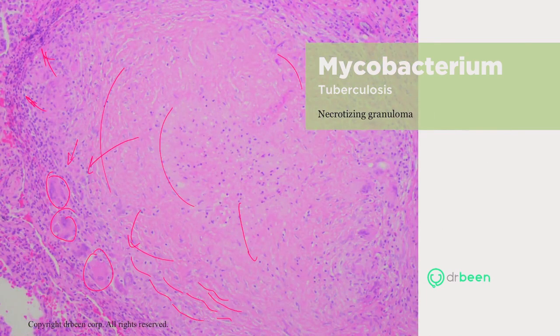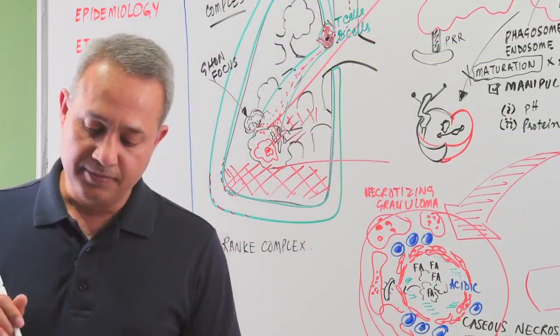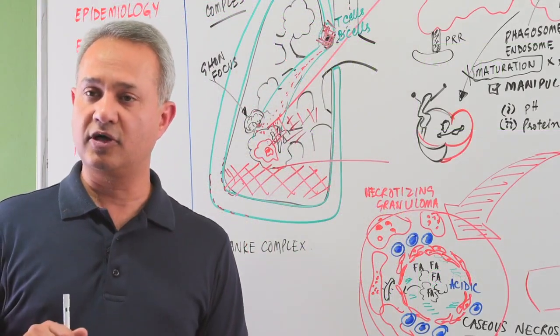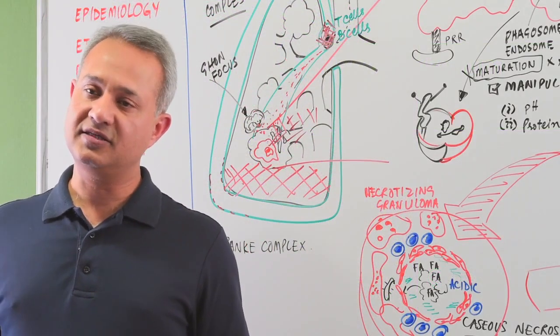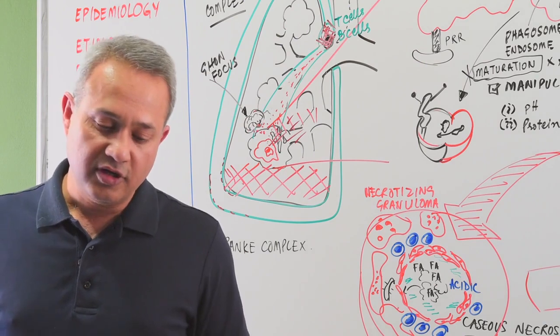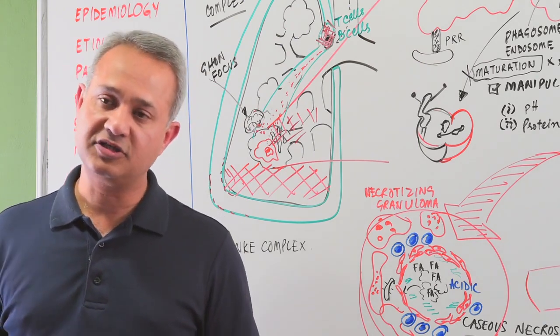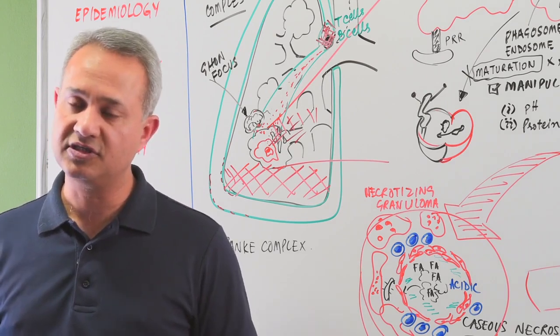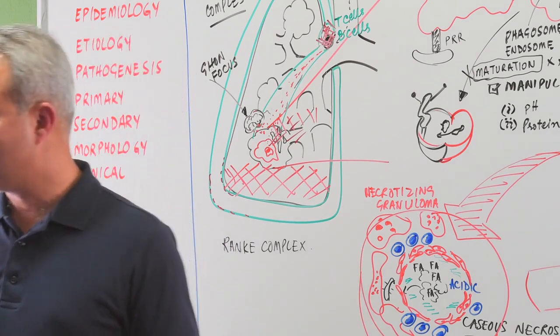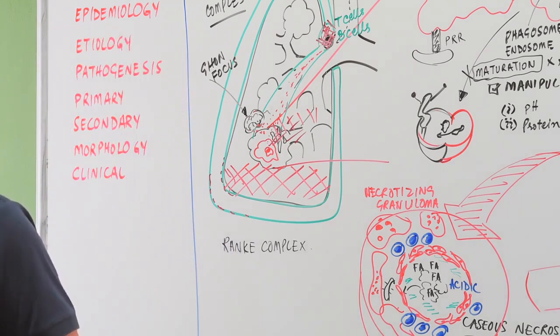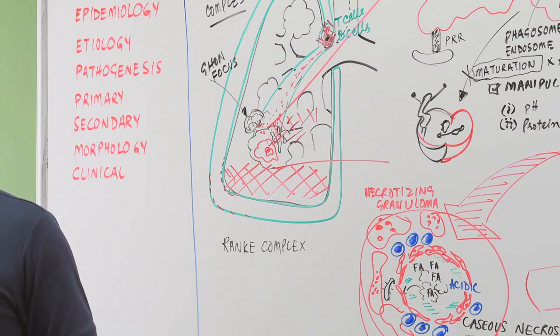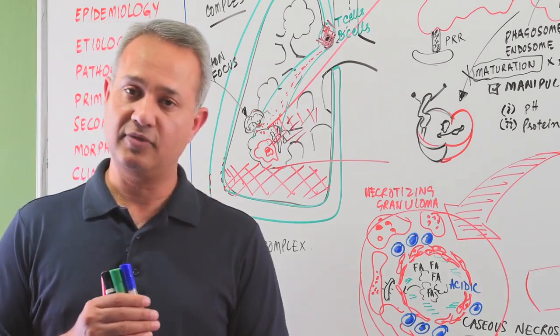Now also remember, necrotizing granuloma is not a diagnosis of tuberculosis. This can happen for many reasons. It can happen because of fungal infections, it can happen because of other infections, it can happen because of immune deficiencies, it can happen because of many other reasons too. Cool. So that concludes the discussion about the primary tuberculosis.